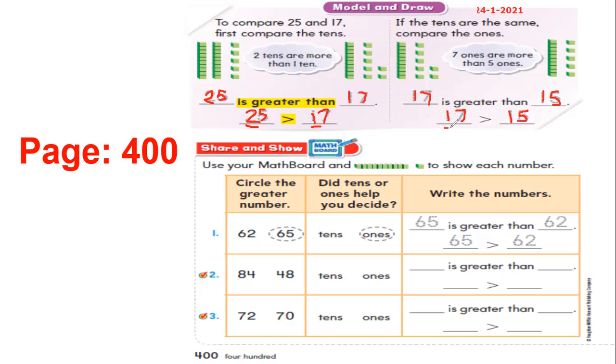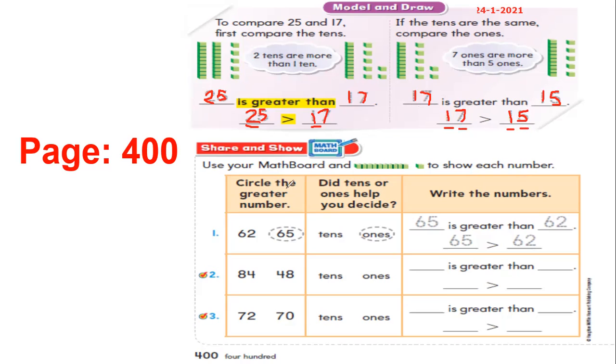Now, on the tens side, we have 1 and 1, which is the same. We cannot compare. So let's move on to the ones, 7 and 5. Between 7 and 5, which is greater? Yes, 7 is greater. So open the mouth towards 17. So now you know the difference. Use your math board and the cubes to show each number.